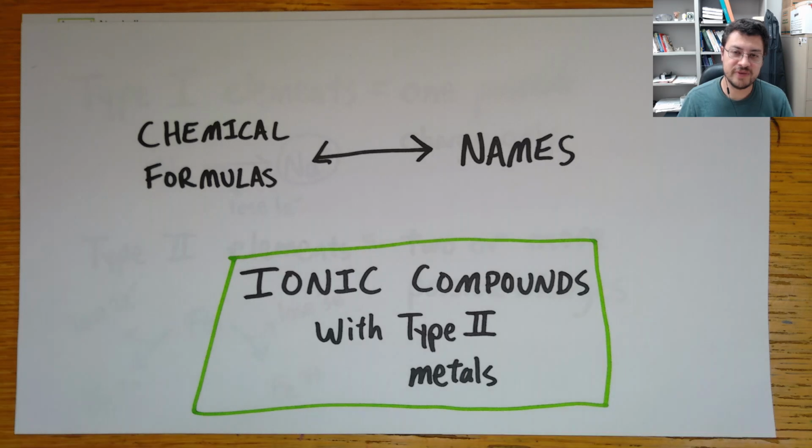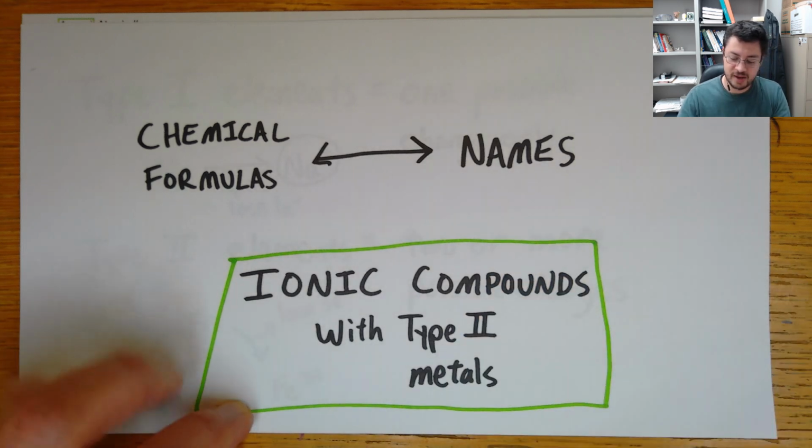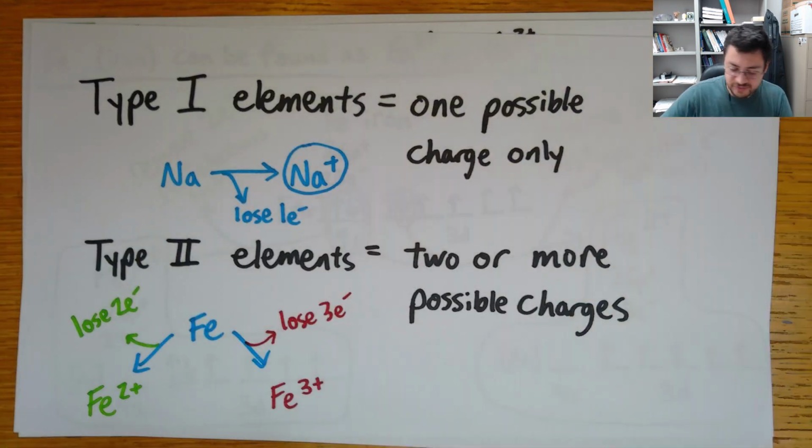So that's what this video is going to be about. What do you do in a situation where you have a metal like iron that has more than one possible charge? Iron can be a 2+ or it can be a 3+. So we're going to have a different naming system when we work with these metals. These metals with more than one possible charge we call type 2 metals. All right, so that's what this video is about.